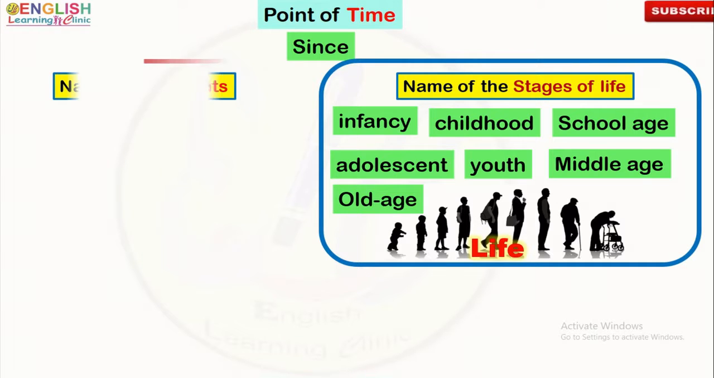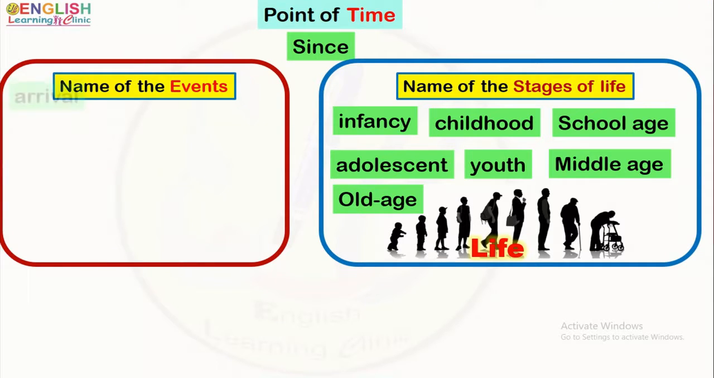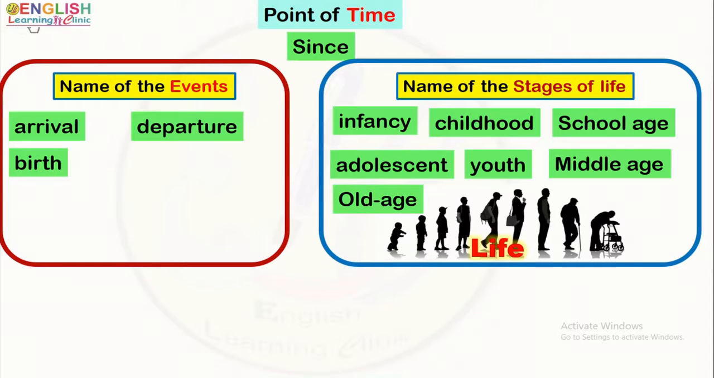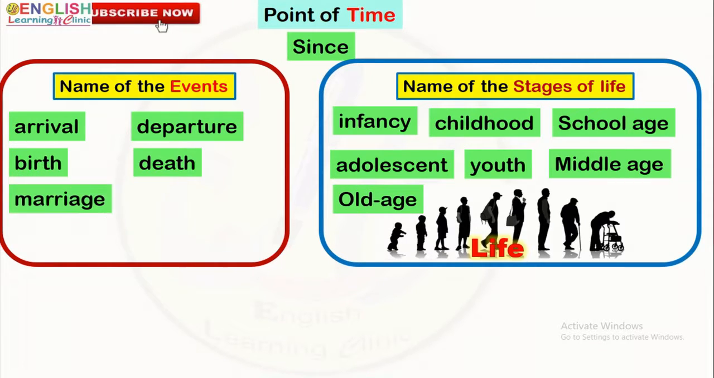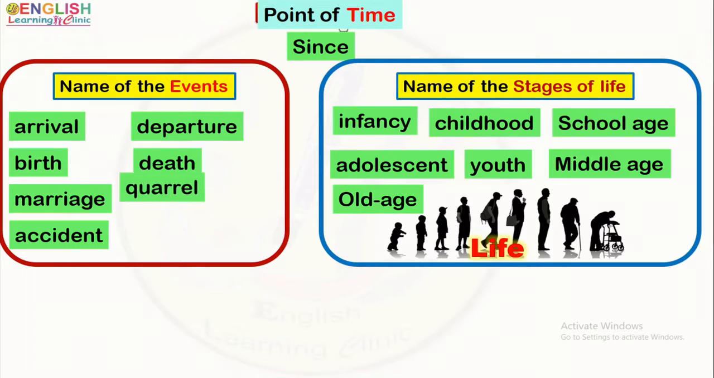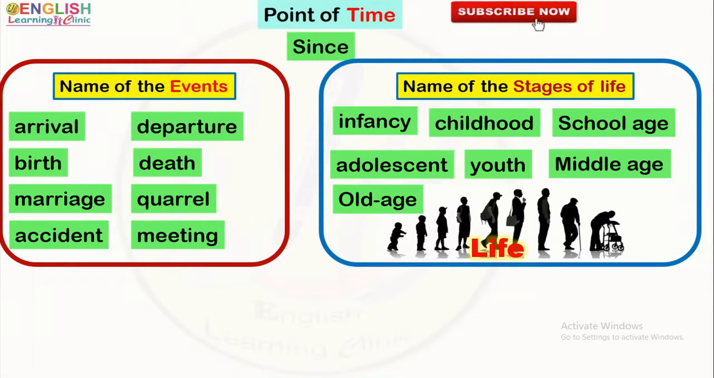Names of events also indicate points of time. That is the indication of the starting point of some action. That is arrival, departure, birth, death, marriage, accident, quarrel, meeting. For example, he has been living here since his death.